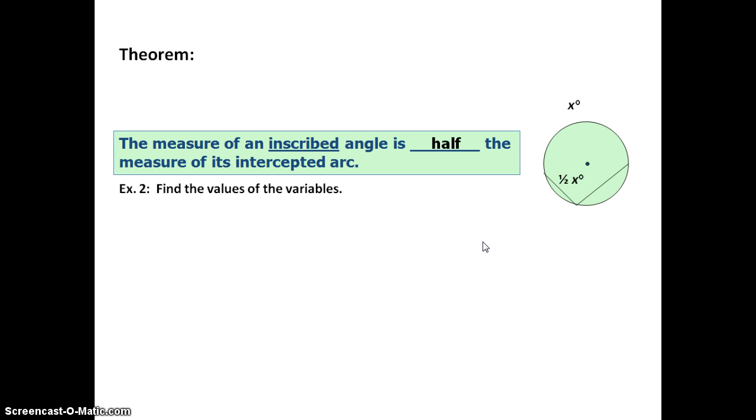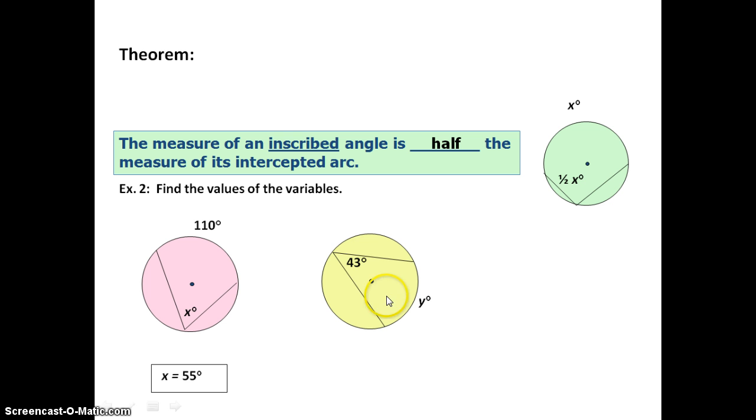So we're going to use this concept to find the values of these variables. The first one, the arc is 110, so the angle is going to be 55. Next one, the angle is 43 and it's an inscribed angle, so the arc is going to be twice as much. So that will be 86.